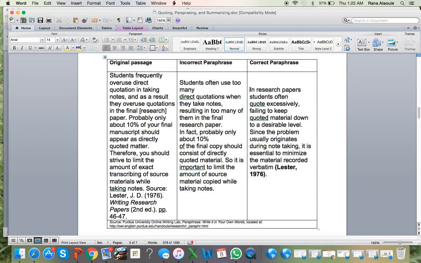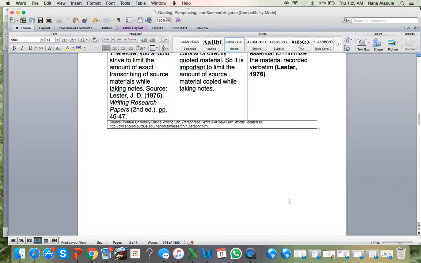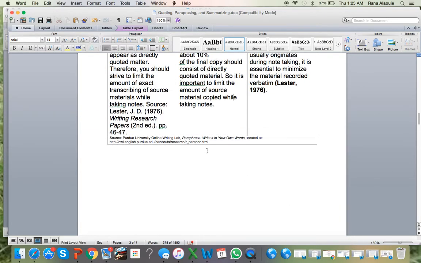So this would be a correct paraphrase. In research papers, students often quote excessively, failing to keep quoted material down to a desirable level. Since the problem usually originates during note taking, it is essential to minimize the material recorded verbatim. And I have the citation there, and that is a good example of what a paraphrase is. And again, as you can see here, there is the source that we got this from.